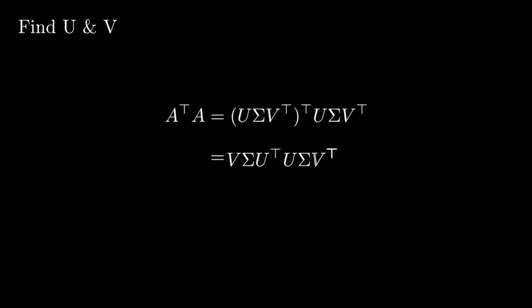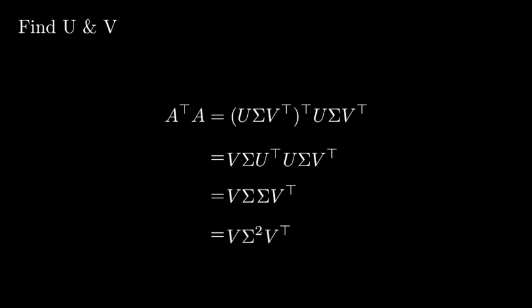Okay, now let's see if we can solve for U and V. First, we'll multiply both sides by A transpose and expand out the terms. Because the U we're looking for is an orthogonal matrix, we can cancel out U transpose U. And since sigma is a diagonal matrix, we can just square all of the terms in the diagonal.